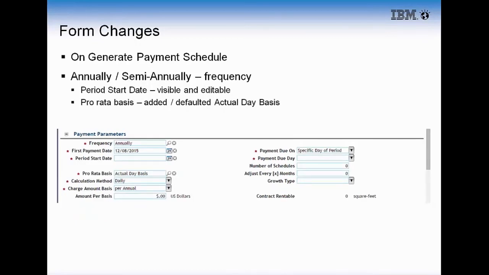And for annual and semi-annual frequency, there was never a concept of period start date there, so we needed to show period start date for partials to work. So we made it visible and editable. So every year you will have a period. You would choose a period start date so that partials will take consideration from the first payment date. And also pro rata did not have actual day basis in consideration, and we've added that as a default for the Generate Payment Schedule wizard.